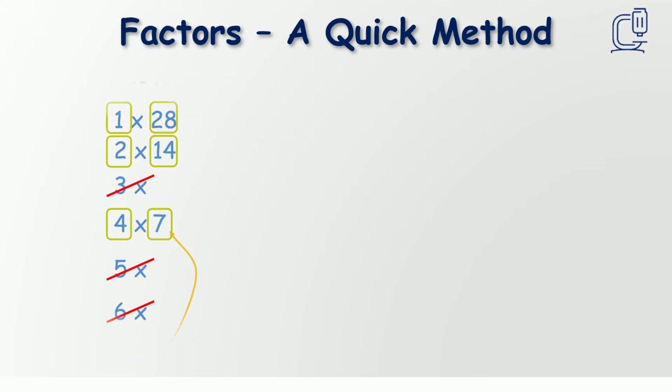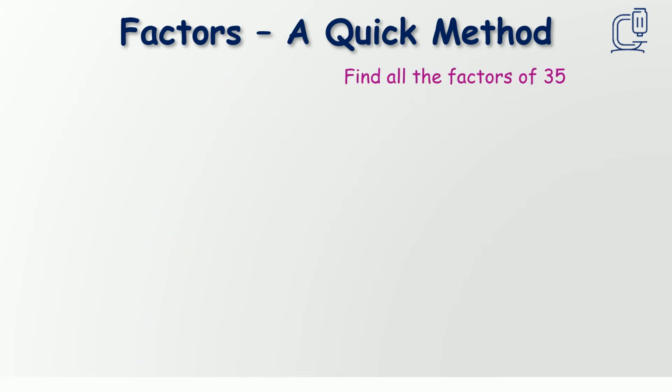Let's try another example. Find all the factors of 35. We would start with 1 times 35, and then 2 times, but that is not a factor of 35, so we can cross that out. And then 3 times a number, but 3 is not a factor of 35, again we can cross that out. And we'll move to 4 times, which again is not a factor of 35, so we can cross that out. And then we move to 5 times a number, and the number multiplied with 7 would give us 35, so 5 is a factor of 35.